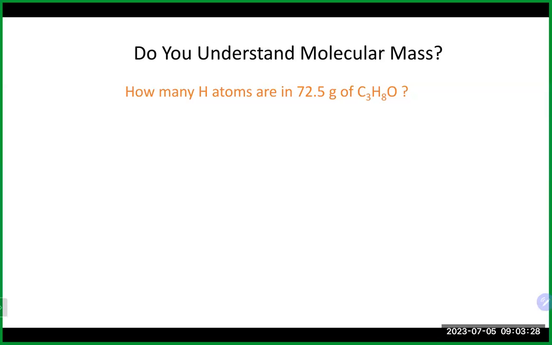So in this particular case, we're interested in how many atoms of hydrogen, or how many hydrogen atoms there are in 72.5 grams of C3H8O. So in this particular case, we're actually not interested in the entire thing. We're not interested in the entire formula there, C3H8O. We're actually just interested in the hydrogen part of that. So in a case like this, we can actually use the chemical formula as a conversion factor.